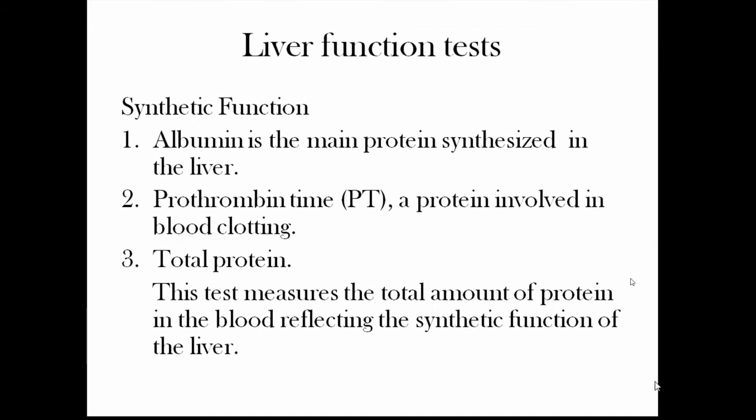Here, in the synthetic function, we have albumin, prothrombin, and total protein. So these are liver function tests. As soon as somebody requests liver function tests, these are mandatory things that come. Although the total protein and albumin are used mainly when there's a chronic liver disease, prothrombin is used in an acute stage of liver disease.